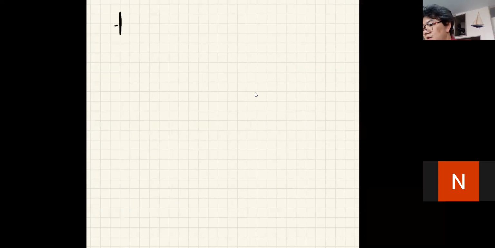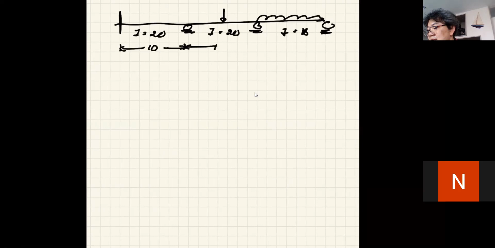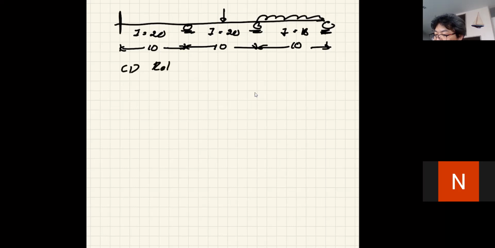So this time we're gonna have the 3-span beam. It looks like this, with the point load in the middle and then the uniform load. And I give different I, it's just that the value is relative: 20, 20, and 10. The span length is all 10, I believe. That's 5 and 5, so it's 10 as well. So that is also a 10. Okay, so from here, we can calculate our relative stiffness.